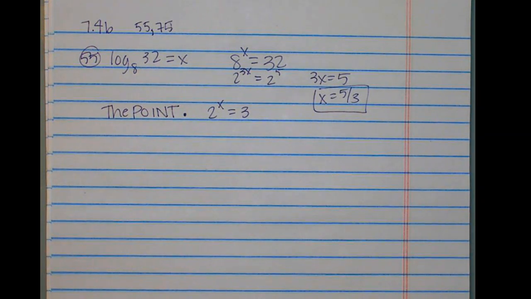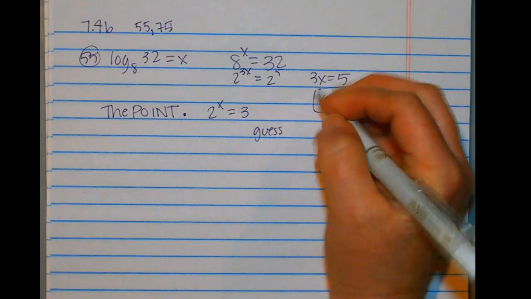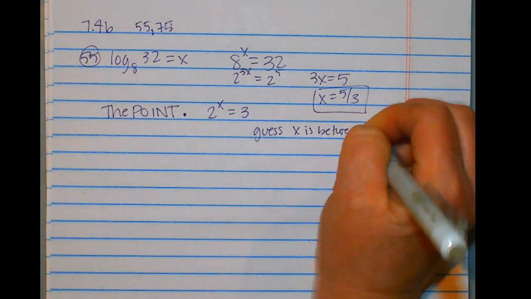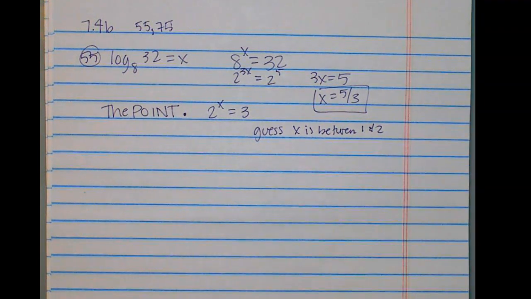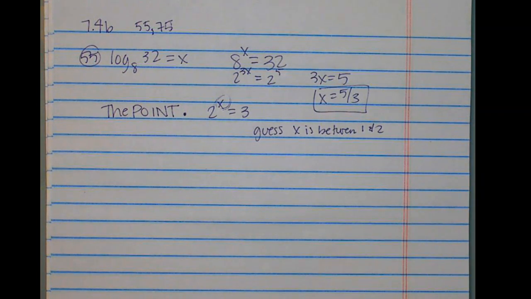I could say it's between 1 and 2, right? I could guess. Estimating is good. Guess x is between 1 and 2. Everybody gets that, right? 2 to the first is 2. 2 squared is 4. It's in that window. But I can't actually do that. So what this does is it gives me a way to get the x out of the sky and move it down to the ground.